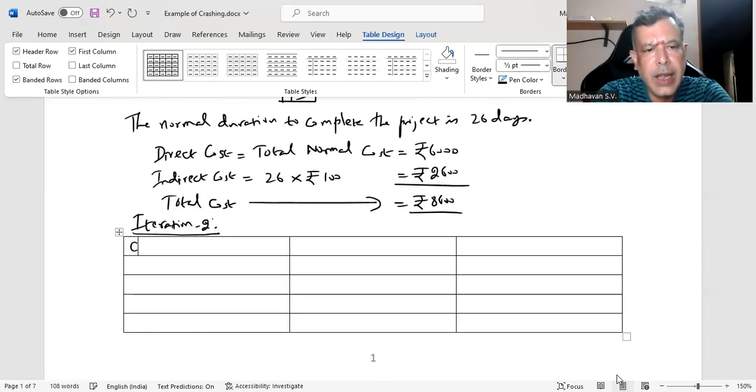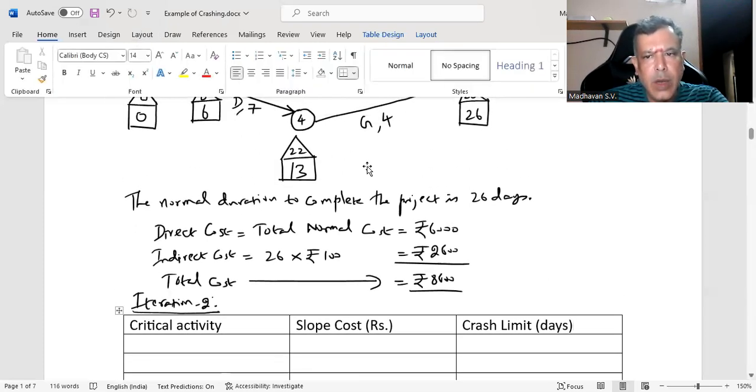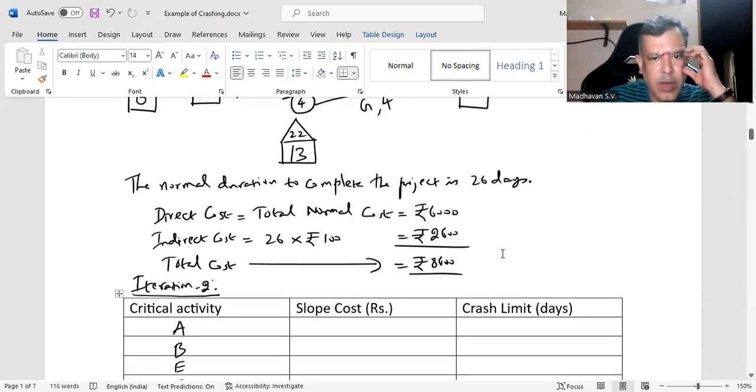So here I will write critical activity. And here slope cost, which is in rupees. And then we will calculate crash limit for that activity, means how many days we can do crashing. That is in terms of days. Now critical activities we already identified, and those are your A, B, E, and F. Now, slope cost we already calculated.